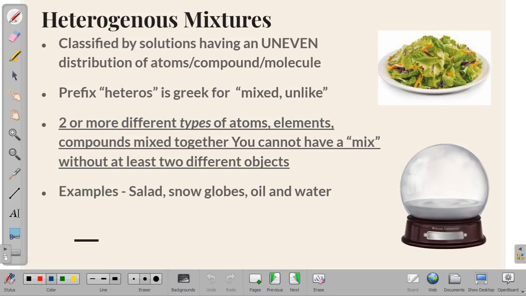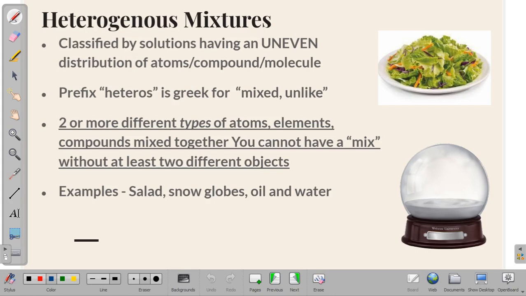Heterogeneous mixtures would be the opposite. All right. There's an uneven mixture. So an easy one would be salad. Take a salad. It's got all the pieces mixed up, but you can still see those pieces. You can see the carrots, the cabbage, the onions, the tomatoes. It is an uneven distribution.